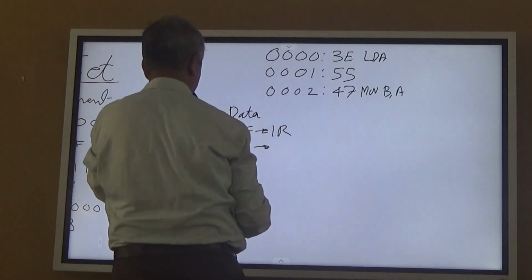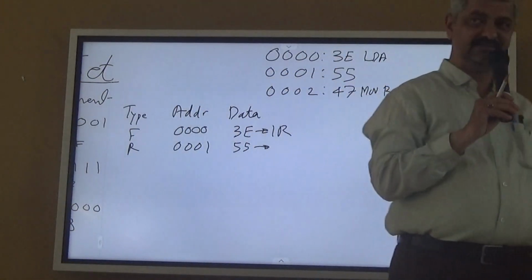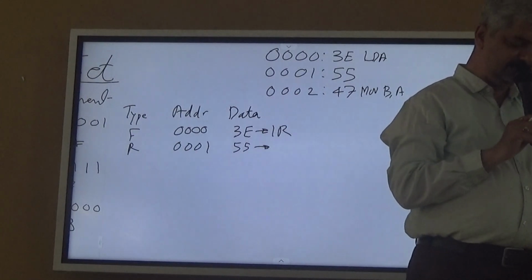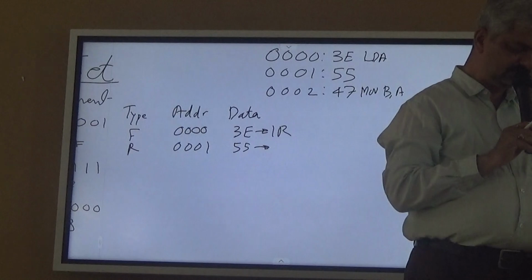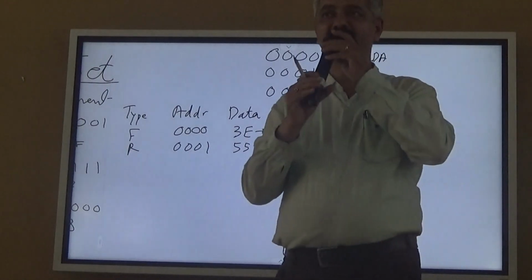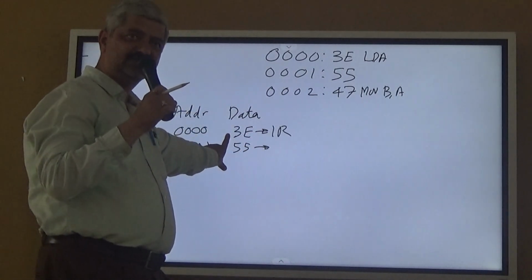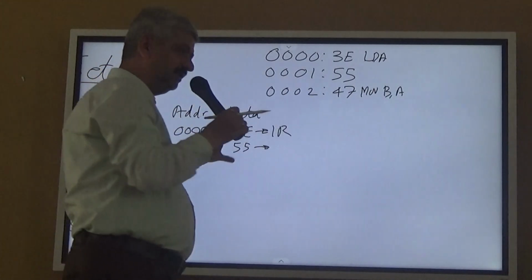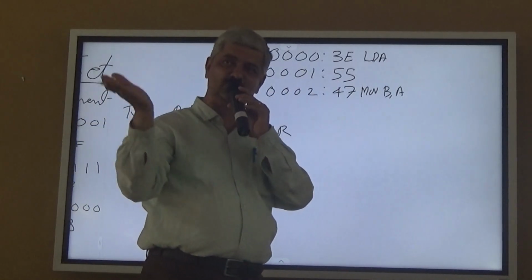Where it will go? It's repetition. MVIA. Where it will go? Accumulator. When it has read the instruction MVIA, it comes to know it is a 2 byte instruction. The next byte is to go to the accumulator. So this 55 will go to the accumulator. The instruction is read completely and it is also executed.